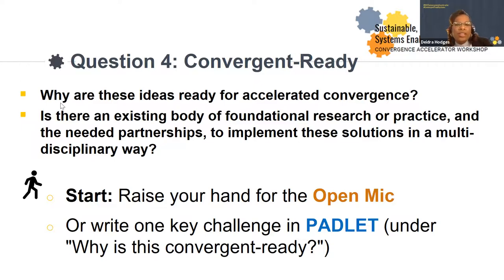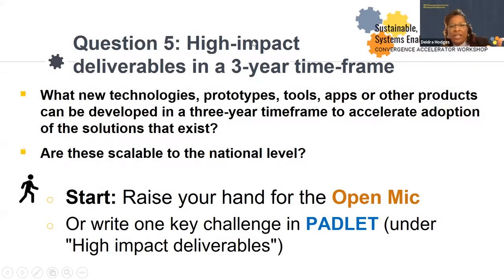While we're calling the next person, I'm going to move to the next question. I think we only have 2 more questions. Number 5, I'll read it out so people can think about it, and then we'll call the next person and you can come with your current thought in mind. High impact deliverables in a 3-year time frame: what new technologies, prototypes, tools, apps, and other products can be developed to accelerate adoption? Some of you answered this already.